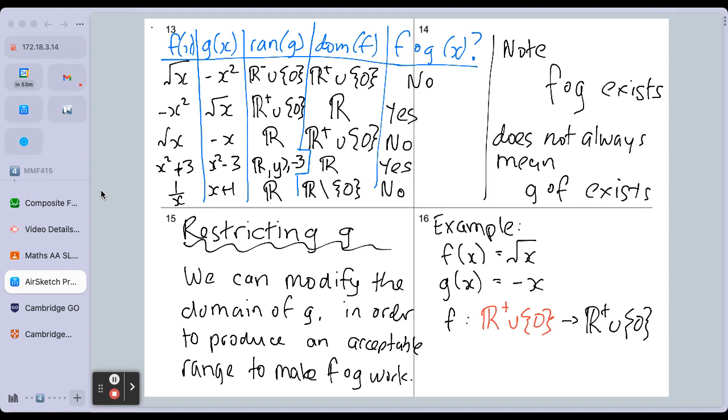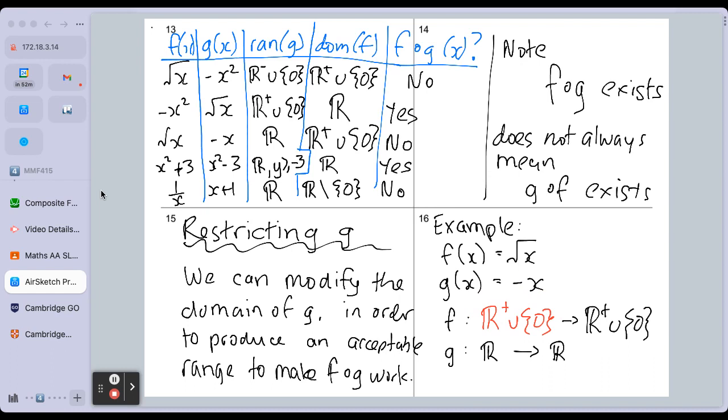G, I wouldn't normally do this, but I'm just going to go for it. G goes from, well, G is negative x. So that will take all real numbers and go to all real numbers, right? That's what G is, unadulterated, unchanged. It's real to real. The domain is real. The range is real. So we know that this needs to match this.